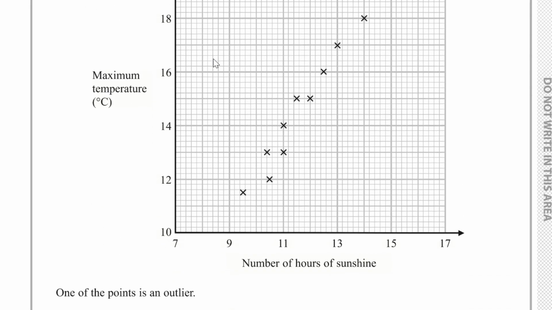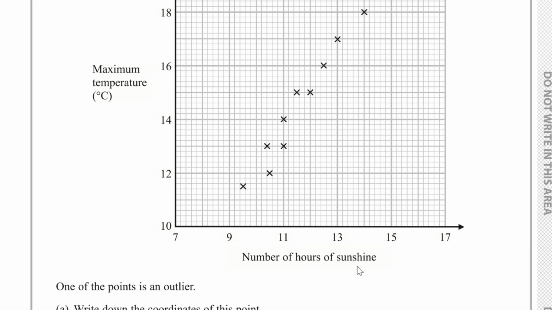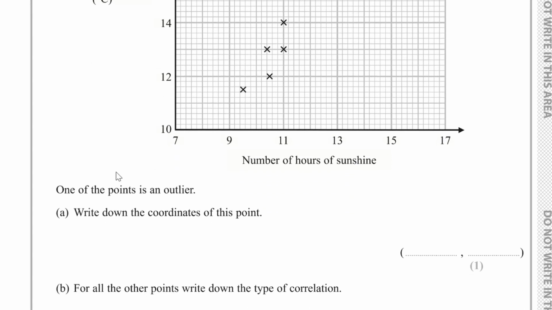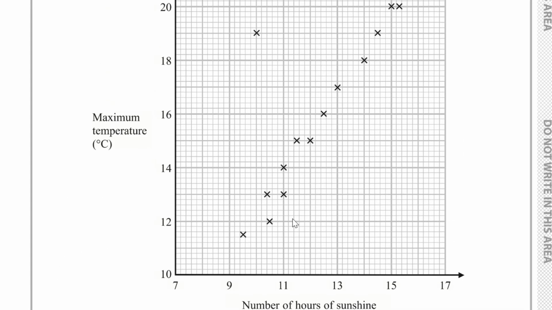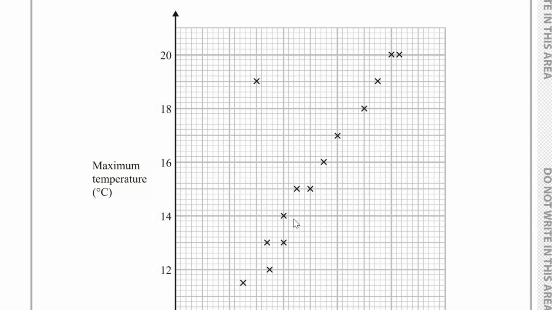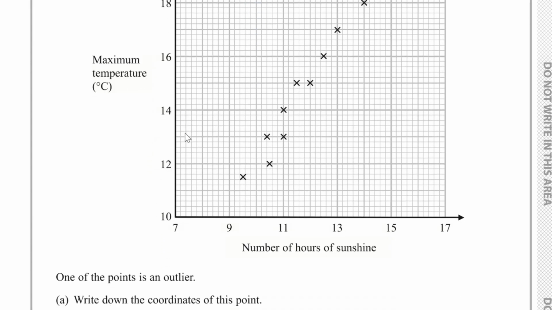towns on one day. We have the number of hours of sunshine and the maximum temperature in degrees C. One of the points is an outlier, and for part A, we have to write down the coordinates of this point. Well, if we take a look at the data given to us, this point here does not follow the general trend and pattern of the rest of the points here. So this point over here is an outlier.